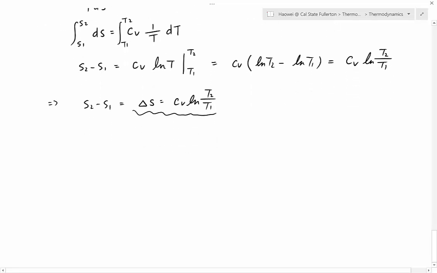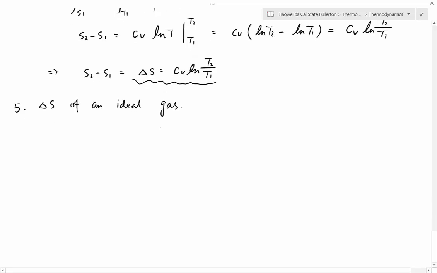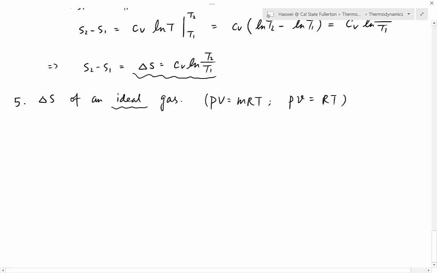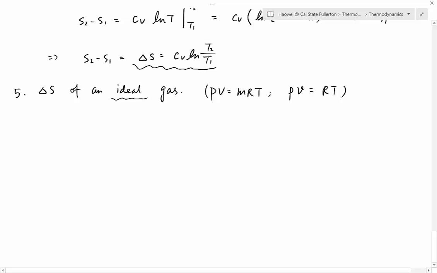And the second special case is when you have an ideal gas. How do we look for delta s of an ideal gas? Okay, so remember, if it is an ideal gas, you can use the ideal gas equation. What is the ideal gas equation? Many different choices. For example, PV equal to mRT, that's one of them, or P nu equal to RT, many different formats. We will start from the original Gibbs equations.